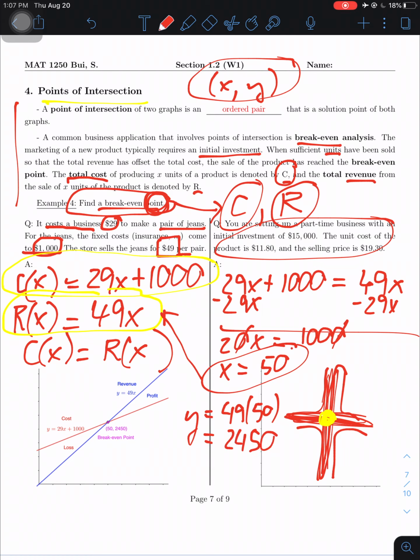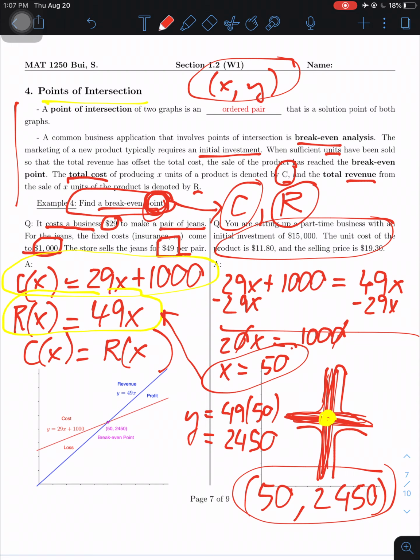And since they're asking about a point, we should put it as a point, right? And again, it's always x and y. And then we're done.